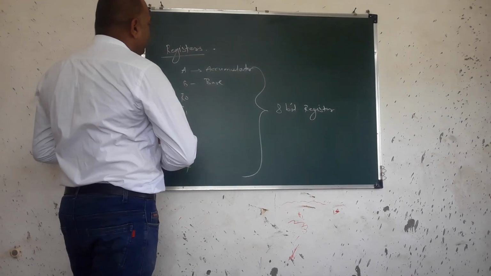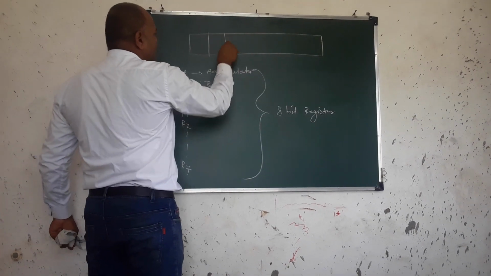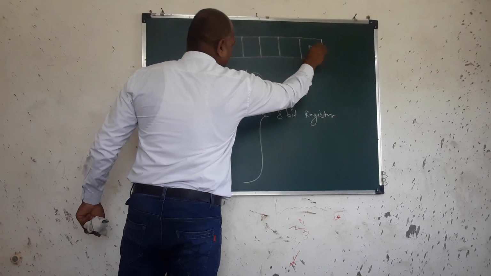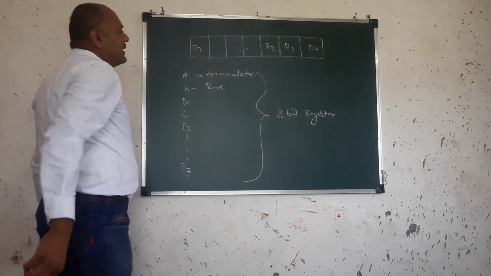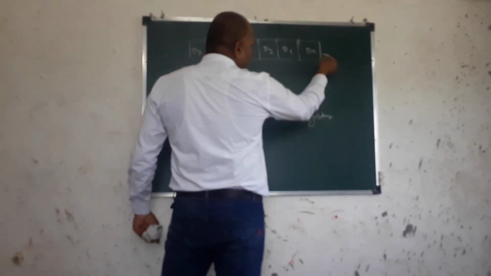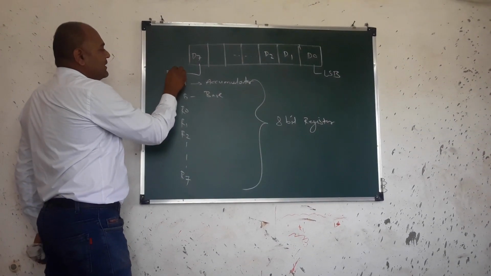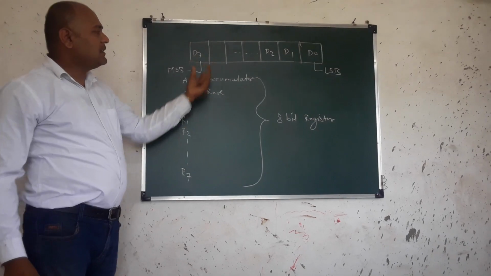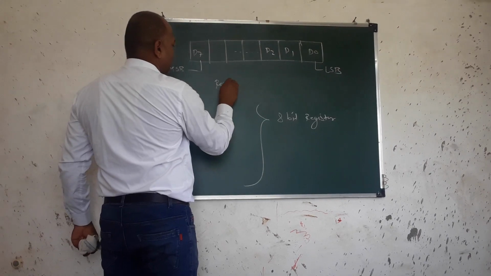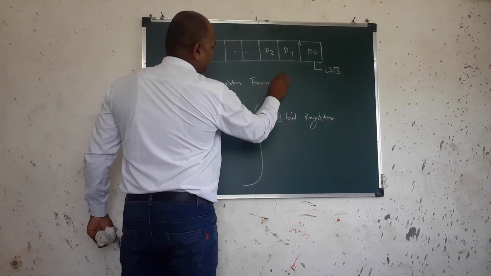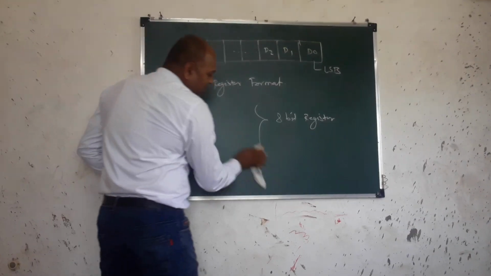The register format for an 8-bit register is as follows. They are labeled D0 to D7: D0, D1, D2, D3, D4, D5, D6 and D7. The lower bit is called the LSB and the upper bit is called the MSB. These are the general formats for the 8-bit register. This is the figure for the register format. These are general purpose registers.